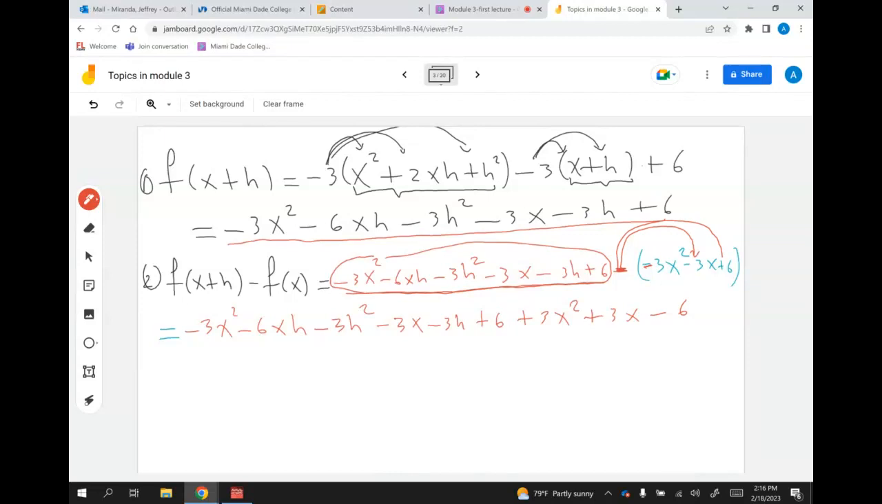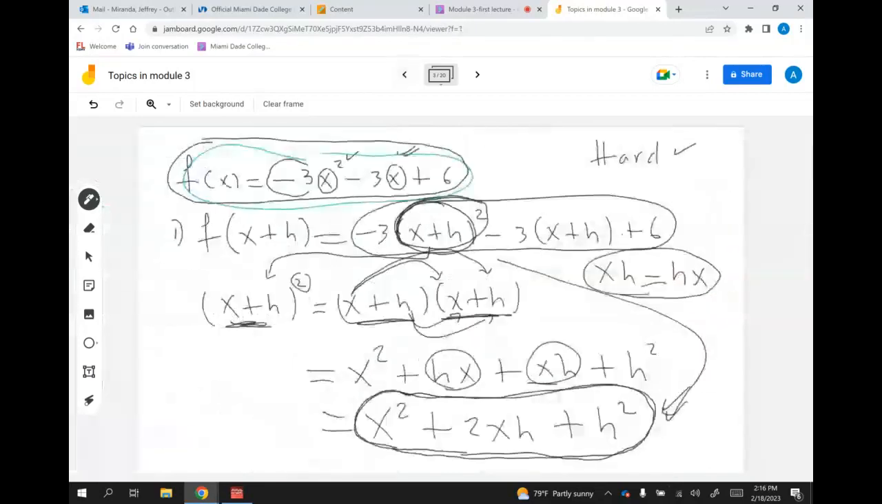Now this is where we get lucky and we get to eliminate some of these terms. Look at this. Look at that. They go away. So what's left here is negative 6xh minus 3h squared minus 3h. Everything else was canceled out. That's what I get after all this work. That's what I get. Okay.